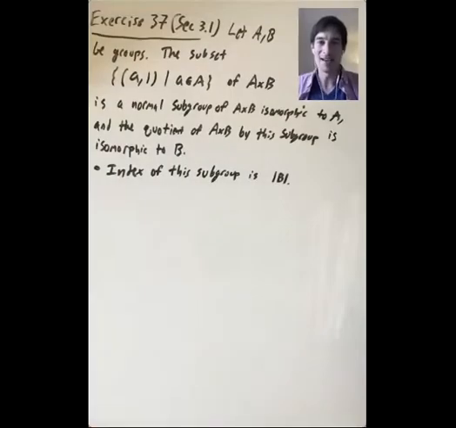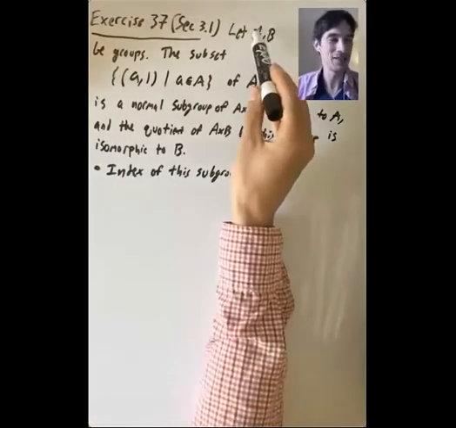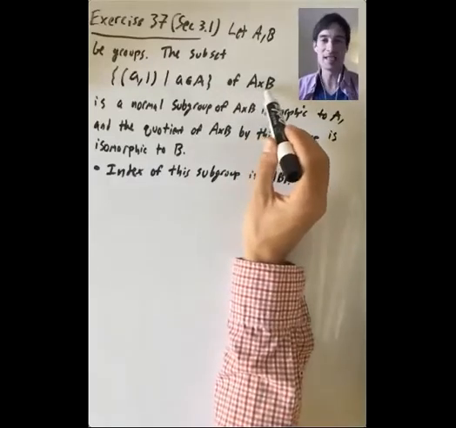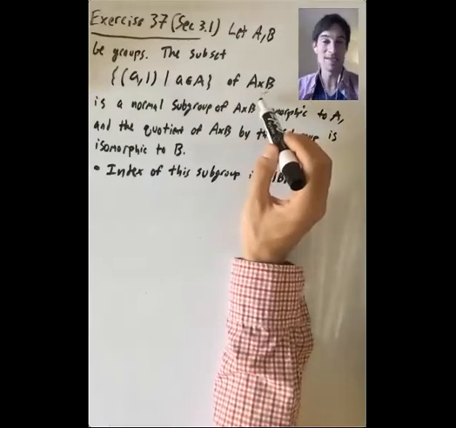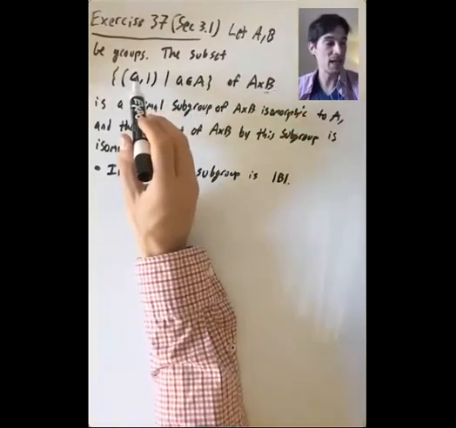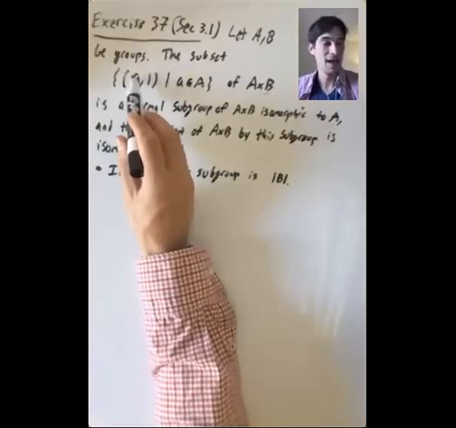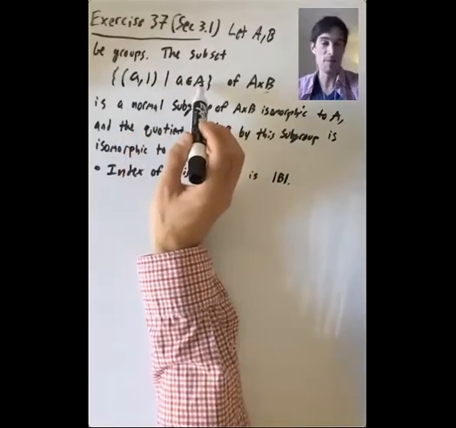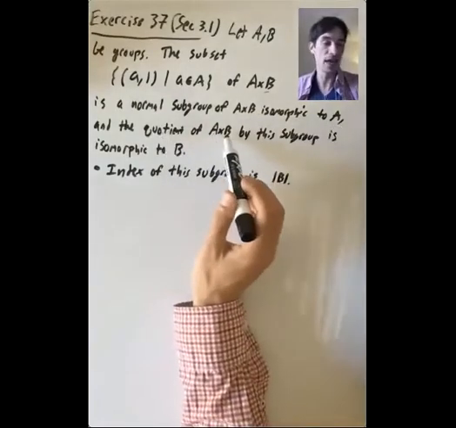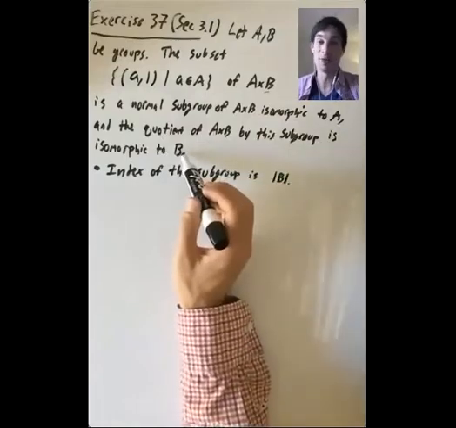I wanted to mention an exercise that I like from section 3.1, which says, let's start with two groups A and B. A cross B takes the underlying set as the Cartesian product, and the group operation is component-wise, meaning (A, B) times (C, D) is (A times C, the group operation in A, comma B times D, the group operation in B). That is a group called the direct product of the two groups A and B. If you take the subset that's everything of the form (something in A, comma 1, the identity of B), that gives you a normal subgroup of A cross B that's isomorphic to A. And when you take the quotient of A cross B by this subgroup, you get something isomorphic to B.